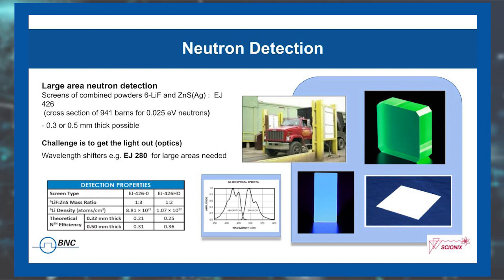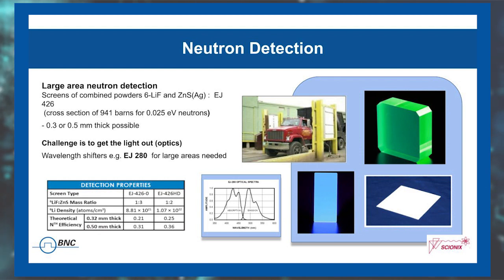I already discussed the requirement for large neutron detectors, a replacement for large helium-3 counters. There is these days a material that is a mixture of lithium fluoride and zinc sulfide called EG426. It's a white sheet. At the bottom there, you see how it looks. It's a pressed powder, with a thickness of about 0.3 to 0.5 millimeter.